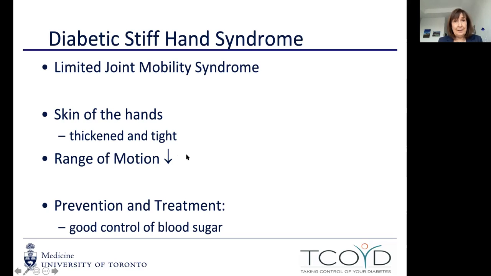Gentle physiotherapy can sometimes be helpful. I often say to my patients, each morning fill the sink with some warm water and try to stretch your hands so that there's a little bit of a reverse curve in the hands to try to stretch what's happening on the palm side. And again, there is some suggestion that good control of blood sugar can help minimize the risk of diabetic stiff hand syndrome.